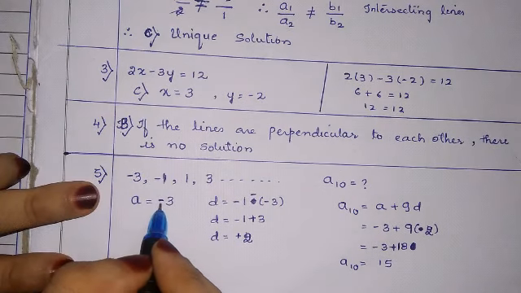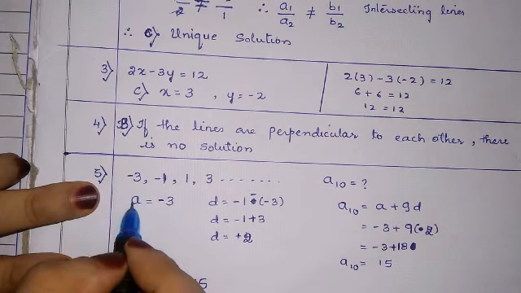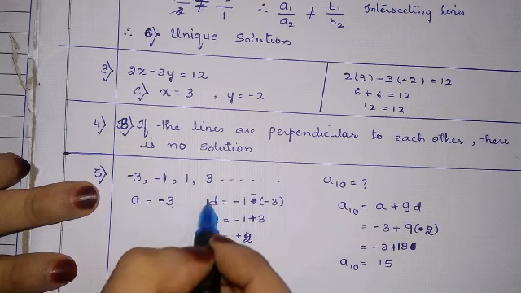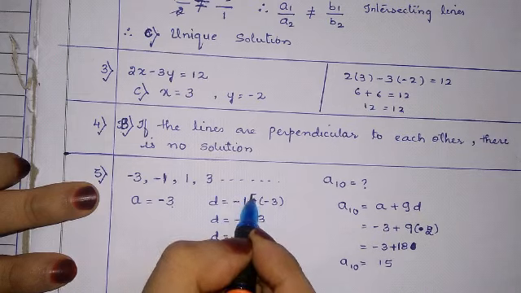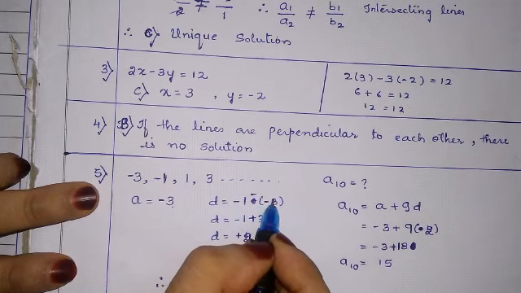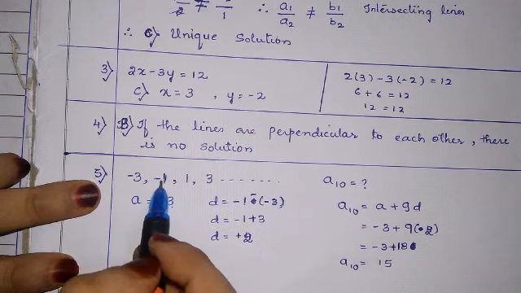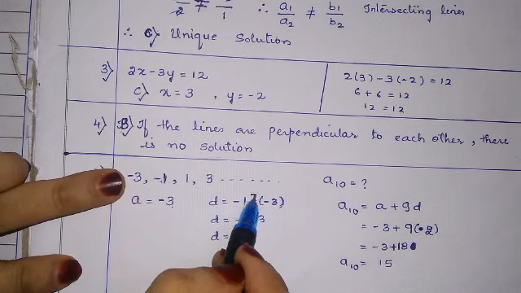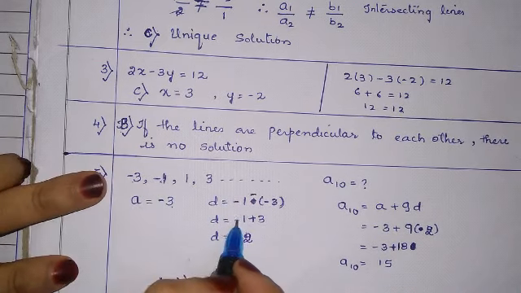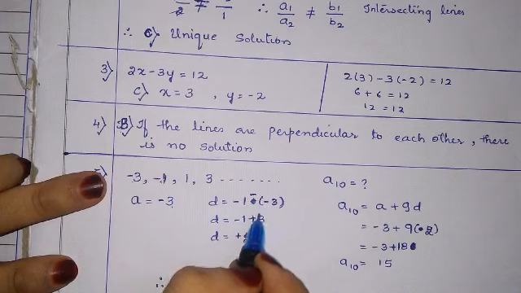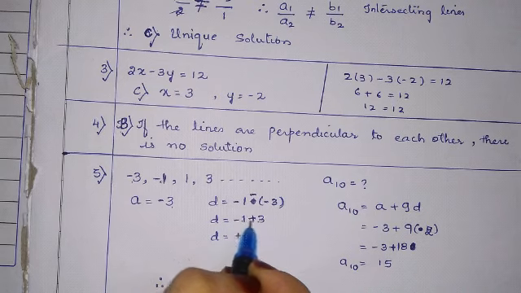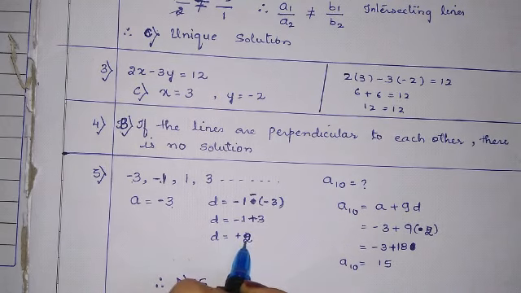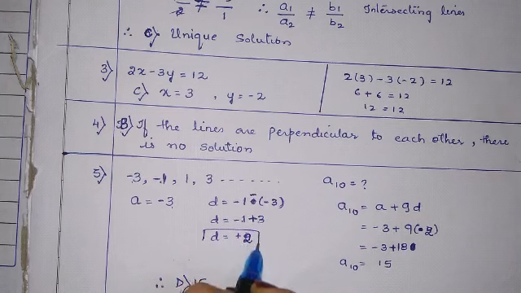Okay, here the AP is written as minus 3, minus 1, 1, 3. What is the first term? A. A is equals to minus 3. D is equals to A2 minus A1, that is minus 1 minus minus 3. Minus 1 plus 3, as it is. 3 minus 1 is 2, the greater sign is plus, so plus 2. Okay, D value we got plus 2.